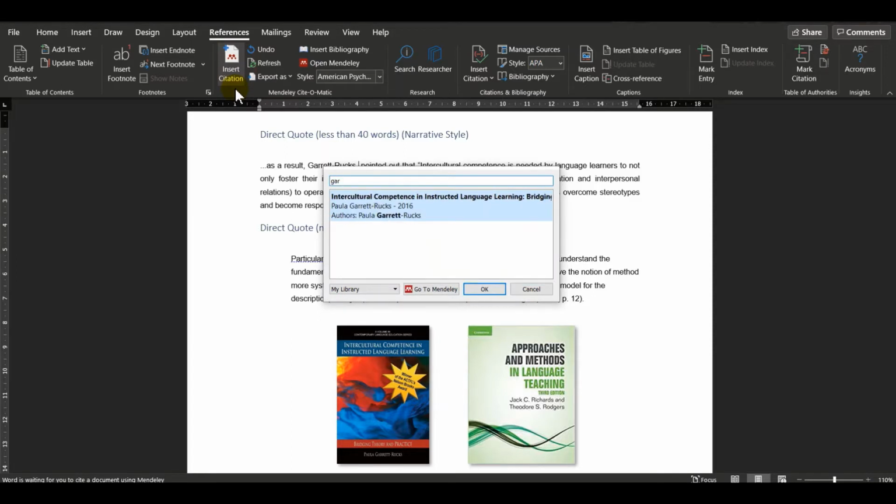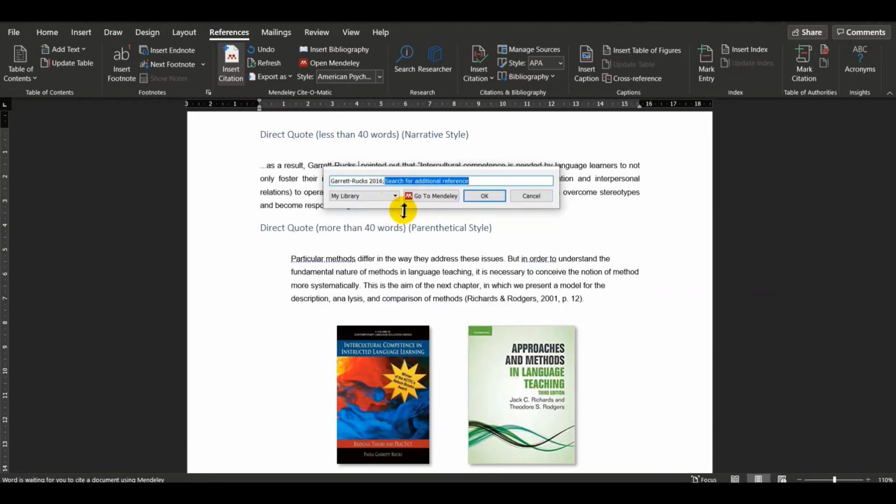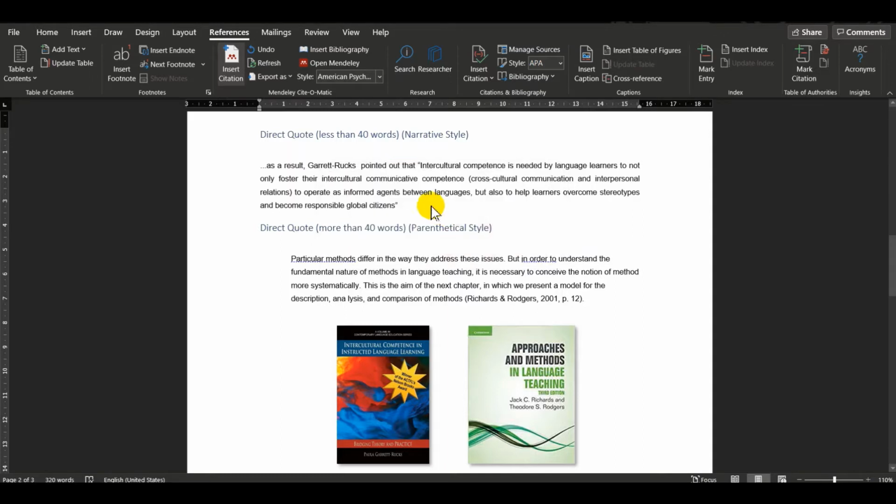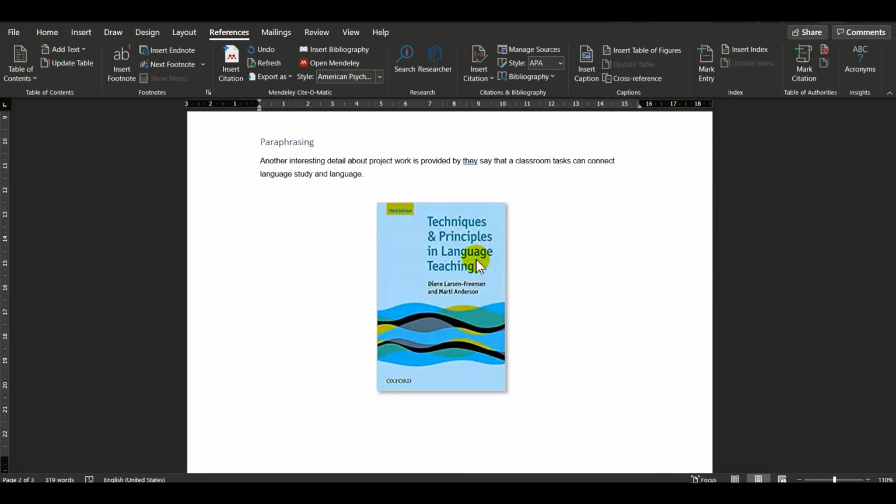I look for his book, Intercultural Competence, but attention to this. Since I already wrote the name, I only need the date. So I click on Suppress Author and it will generate the date, which at the end is going to generate the reference. Then don't forget that direct quotations need the number of the page from which you took that idea. In this case, it's going to be parenthesis, p, period, space, and the number of the page, then you close the parenthesis.